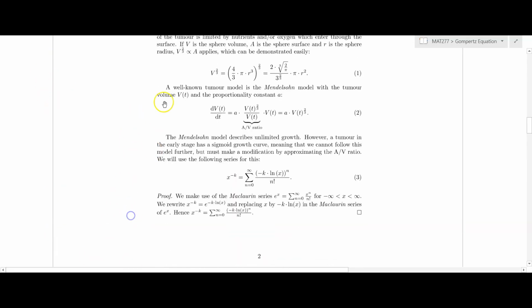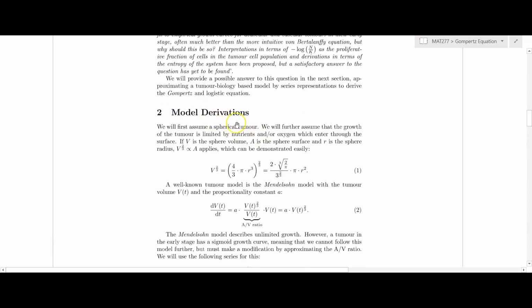But if we start at the beginning, we first of all make some assumptions. So this model assumes a spherical tumor. We can't get away from the fact that this is a spherical tumor. If we think about this as a spherical tumor, maybe not perfectly spherical looking, but close enough, then we have some properties of the spherical tumor.